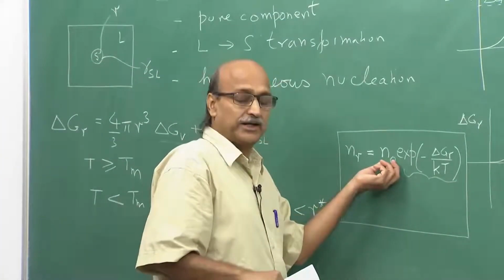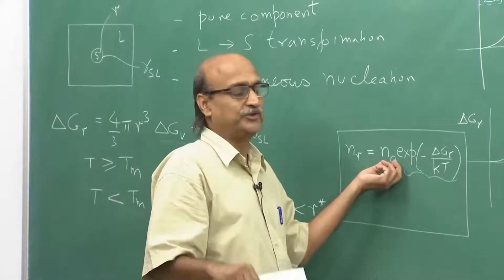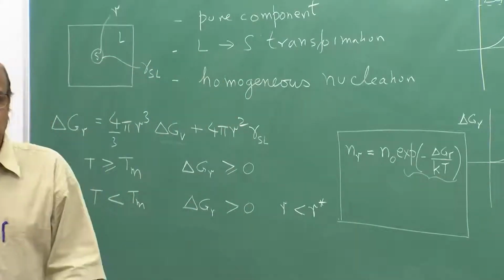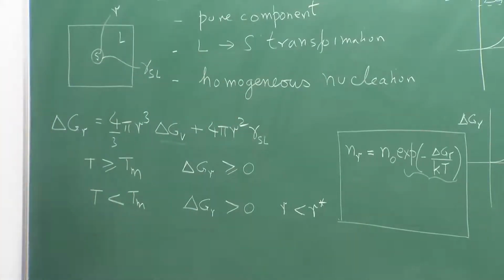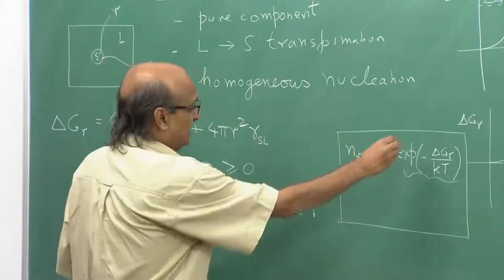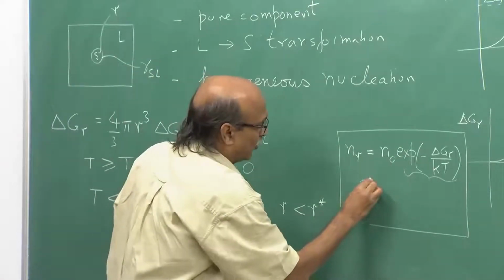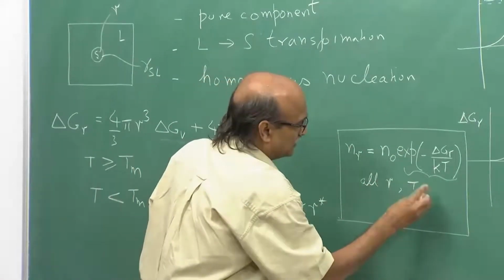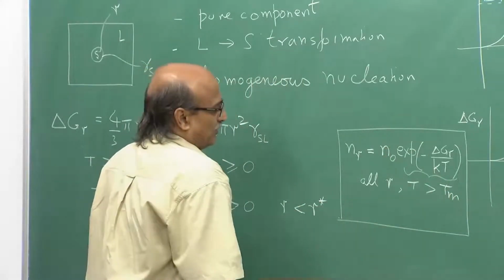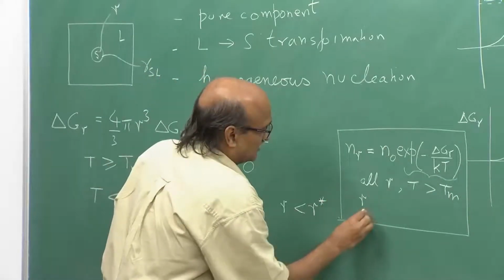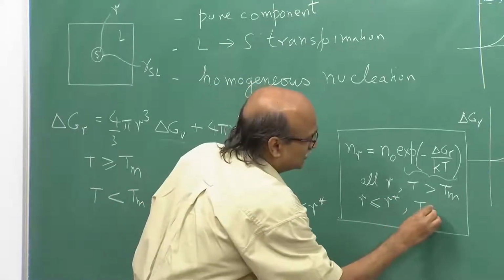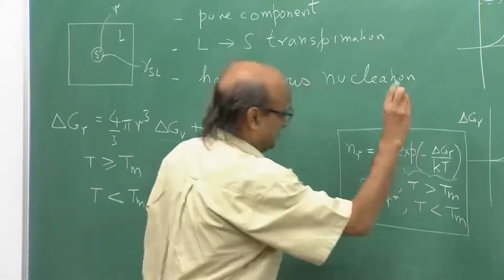This multiplied by the number of such potential sites where such a nucleus can form gives you an estimate of the number of nuclei that one can expect in a unit volume. This relationship is valid for all R for temperatures greater than Tm, while it is valid for size less than or equal to the critical size for temperatures less than Tm.